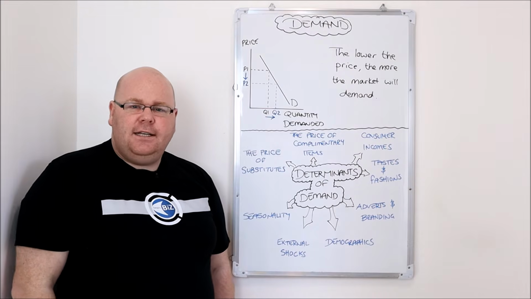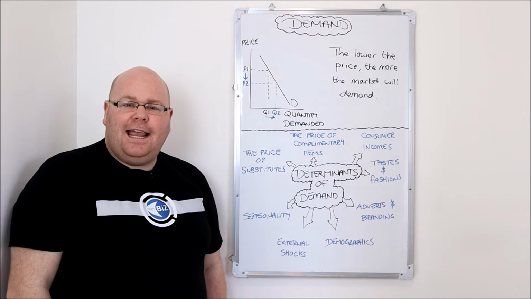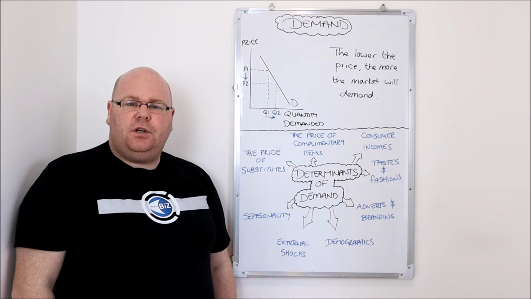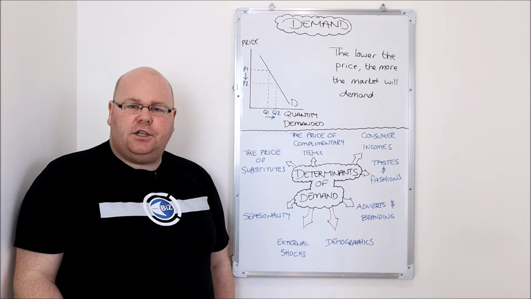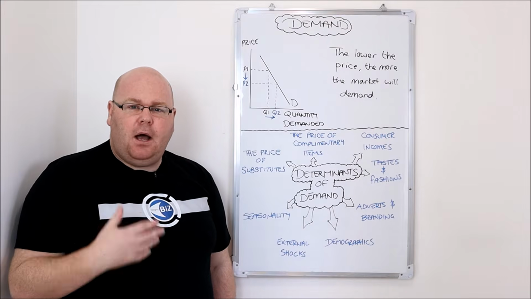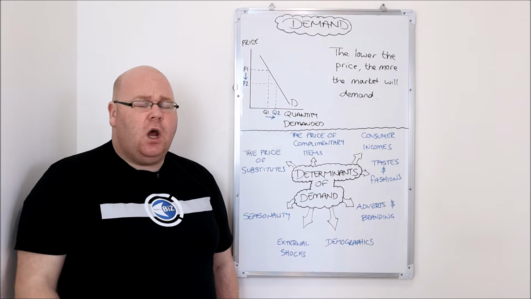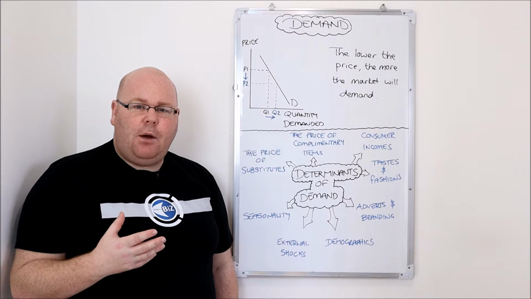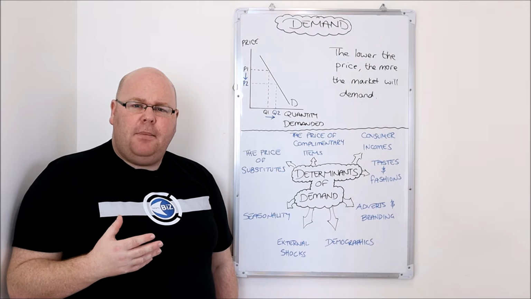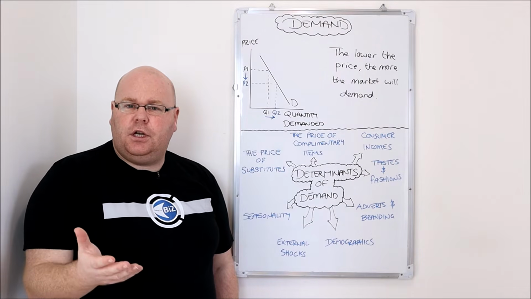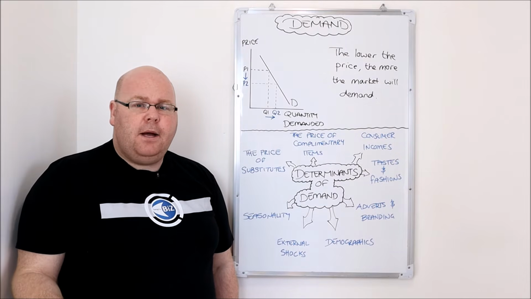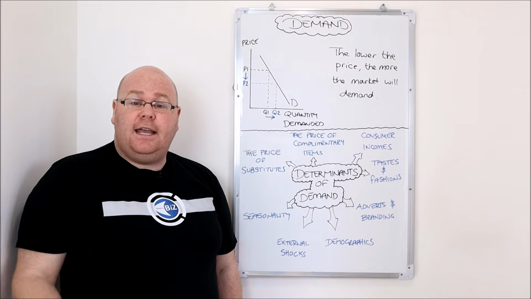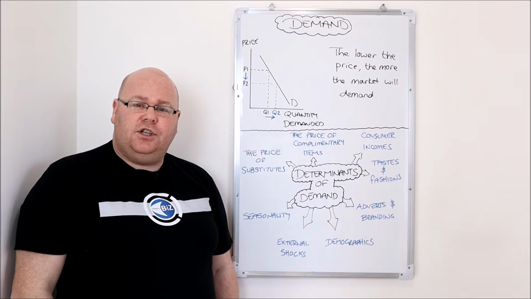Now, the first determinant of demand is the price of substitute goods. So what are the prices that rivals are charging? Because that influences the demand for our good or service. We might keep our prices constant, but if there is a substitute good that consumers could buy that's cheaper than what we're selling, we might experience a fall in demand even though our price remains unchanged.